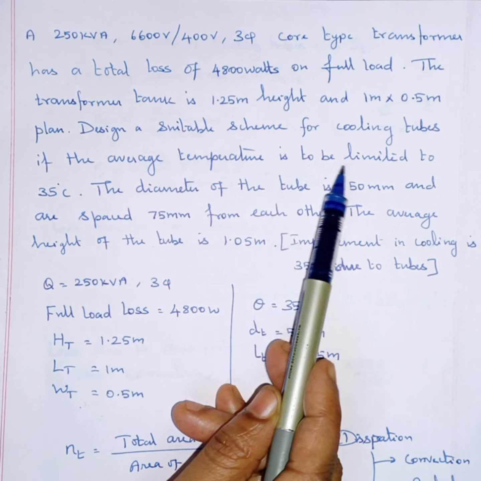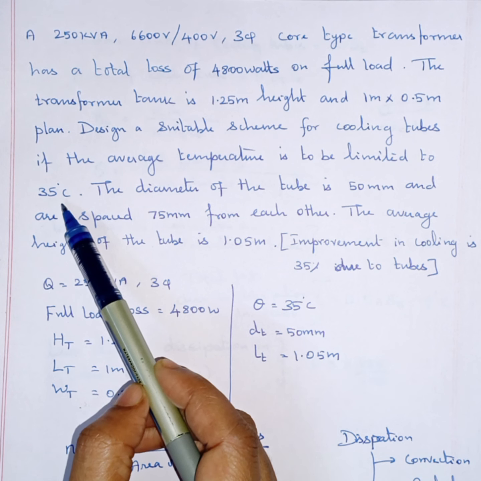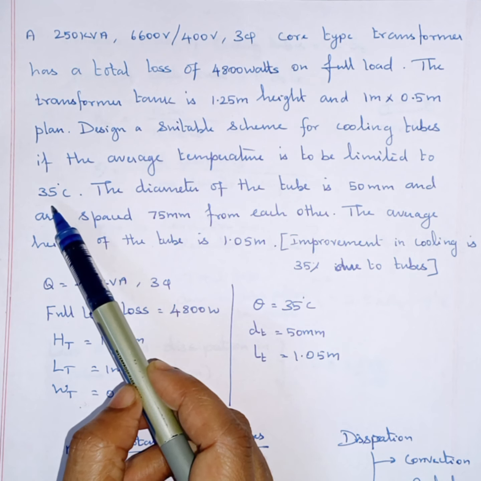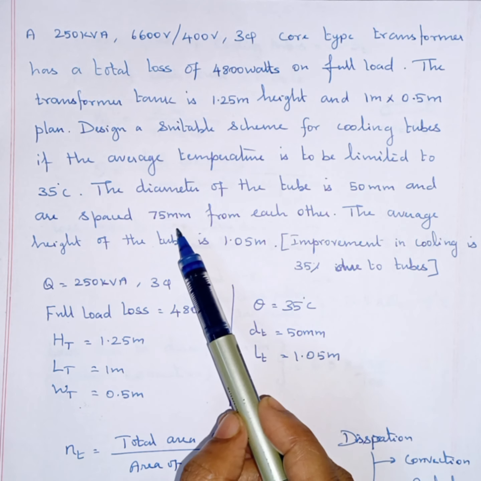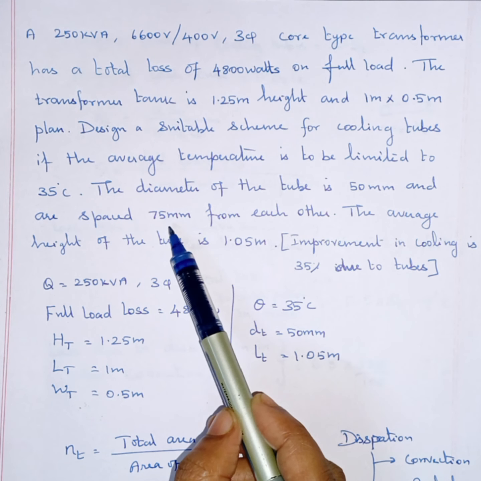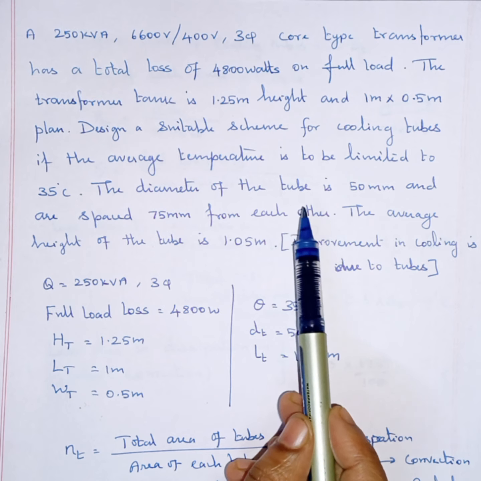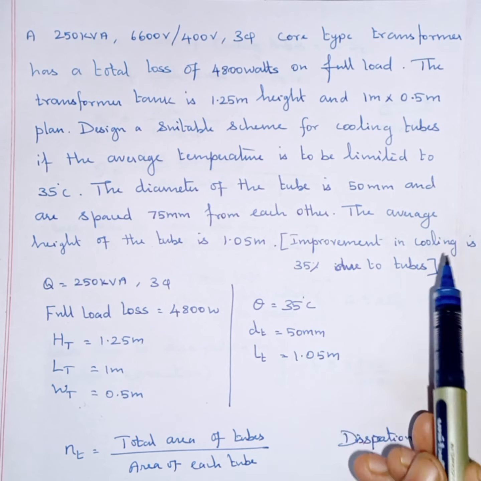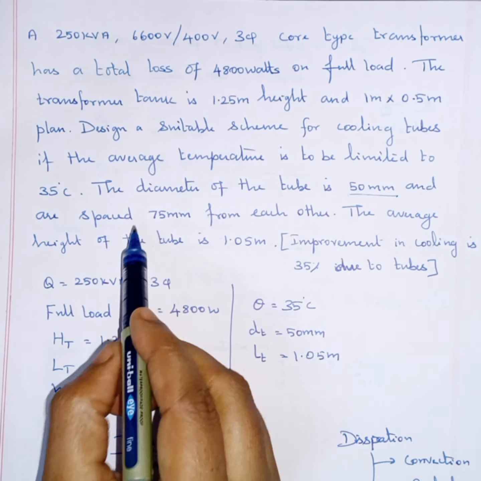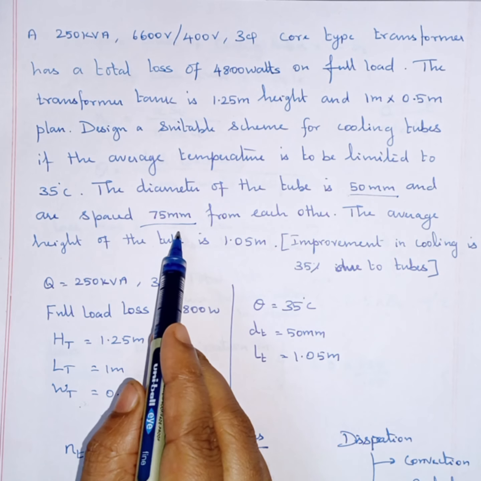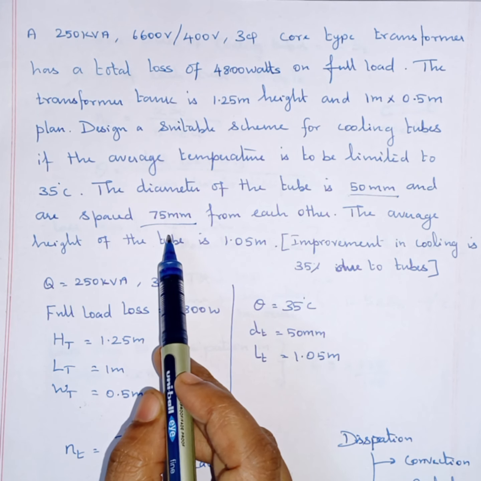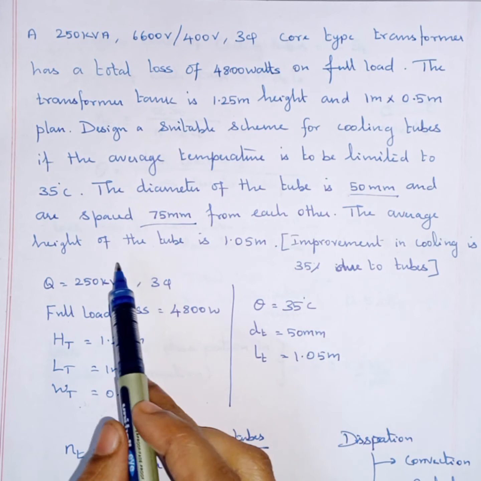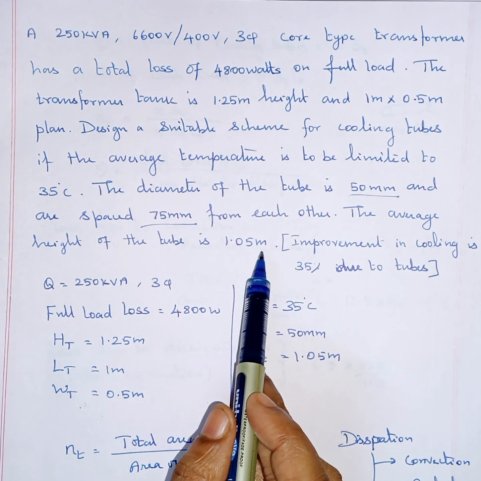Here the average temperature is limited to 35 degrees Celsius. That is, the temperature rise is given as 35 degrees Celsius. The diameter of the tube is 50 mm and they are spaced 75 mm from each other. Even though these values are not given, the diameter and spacing between the tubes, we have to assume these values. These are the standard values. Okay, the average height of the tube is 1.05 meter.